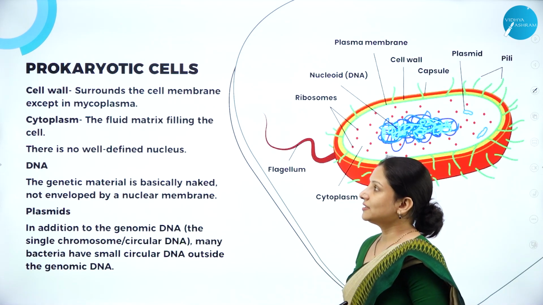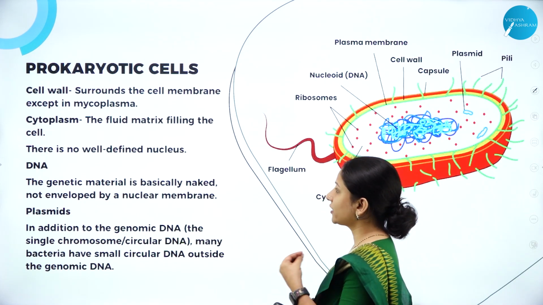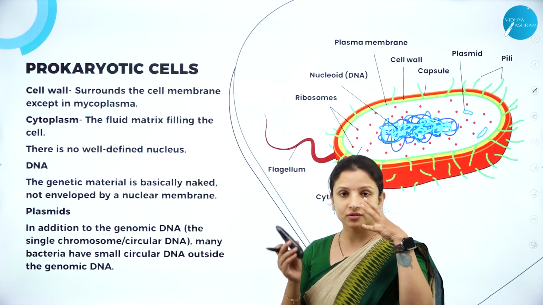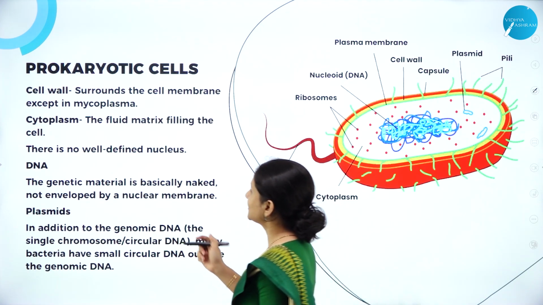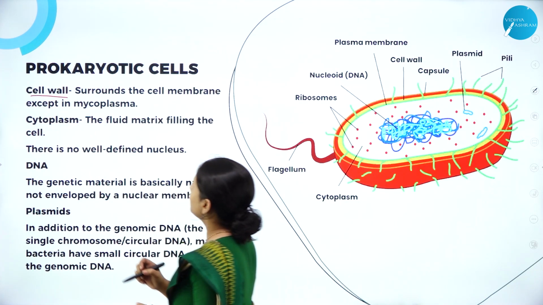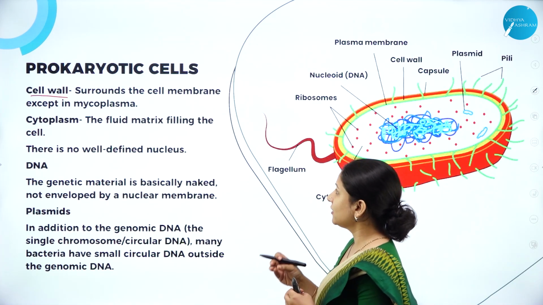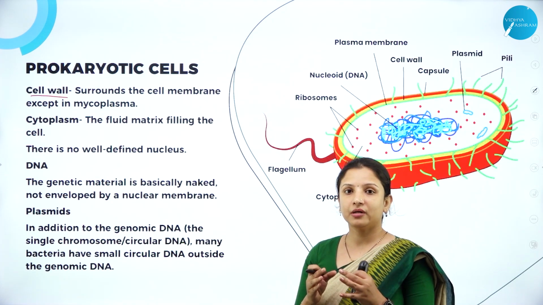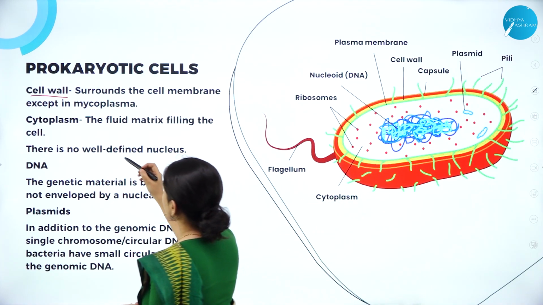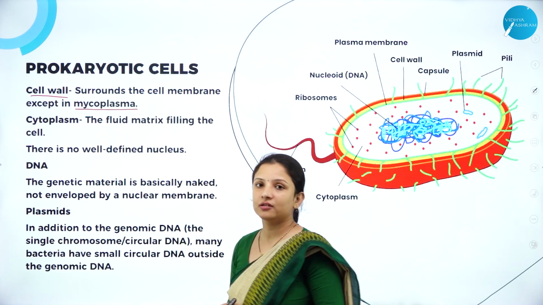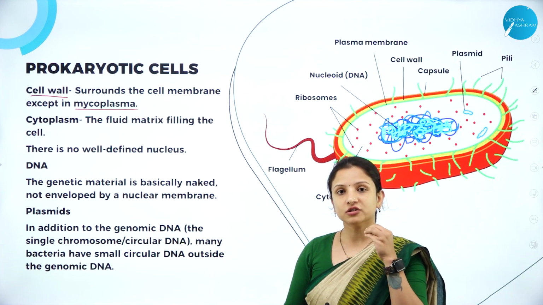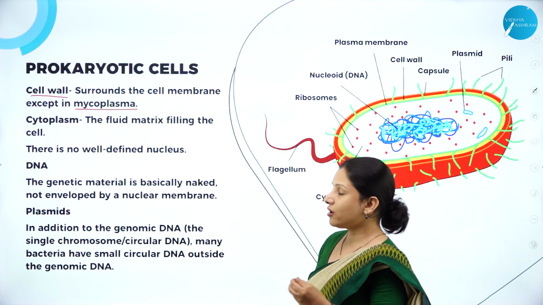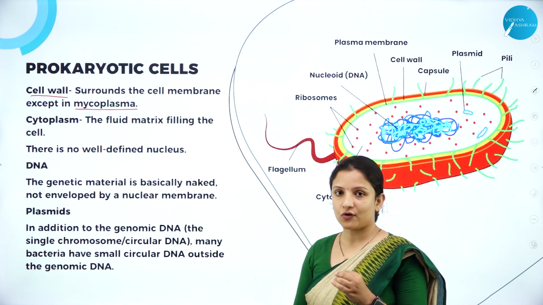Next, talking about the cell wall of the prokaryotes. What are prokaryotes exactly made up of? We all know that they are unicellular, right? So that single cell is covered by a cell wall. So what is the cell wall? The cell wall is the covering that surrounds the entire bacterium. And you have to remember that mycoplasma do not have the cell wall. They are the smallest form of prokaryotic cells and do not have a cell wall. All the other prokaryotic cells have a cell wall.